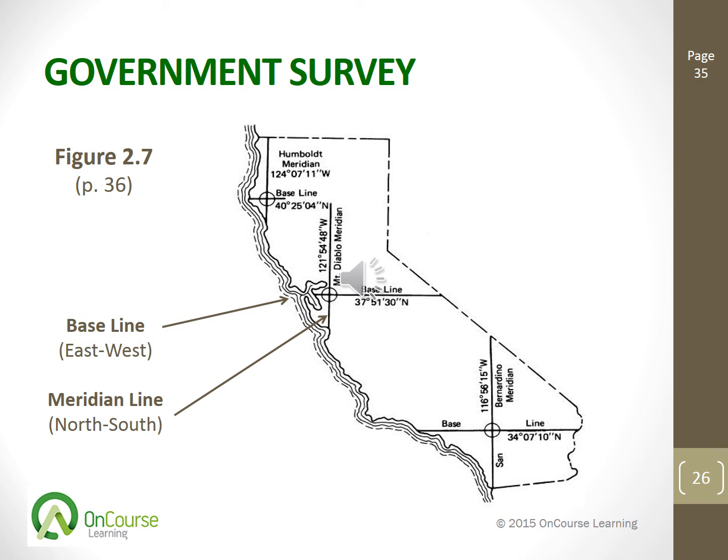Okay, a couple other things. Remember that the meridian goes north and south, and the baseline goes east and west. And by the time we get through the next 3 or 4 slides, if I give you a legal description based on the government survey, you'll be able to give me a pretty good idea of where the property is located. Next slide, please.